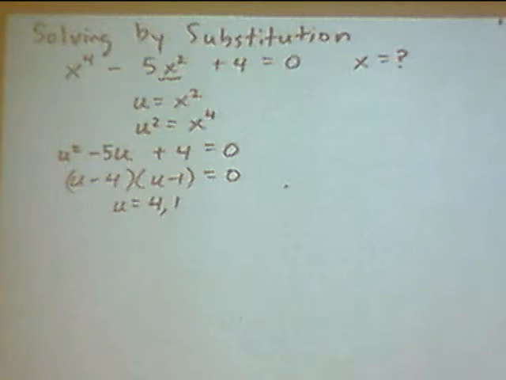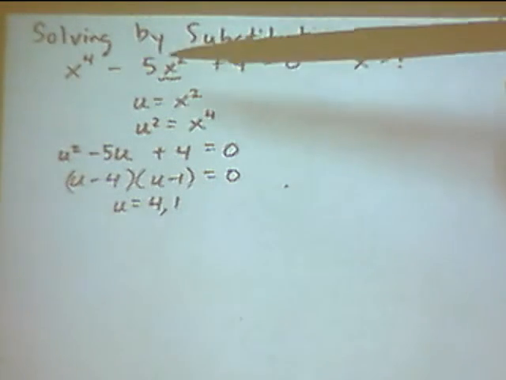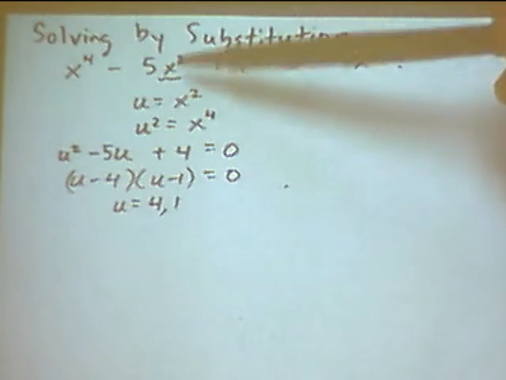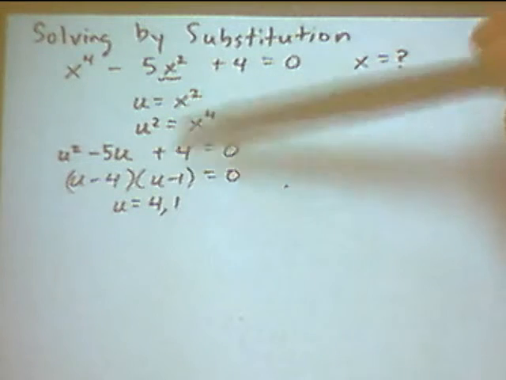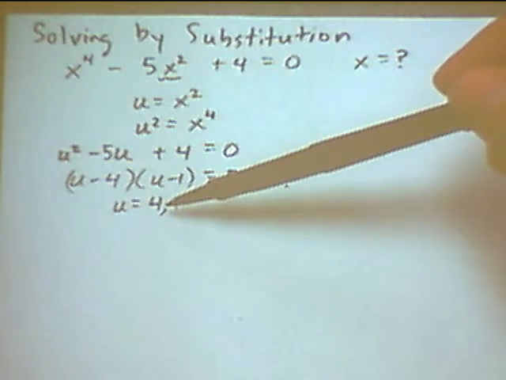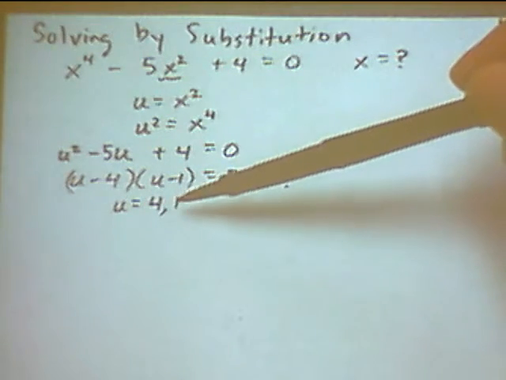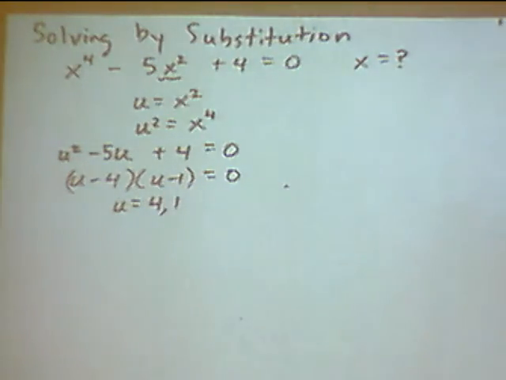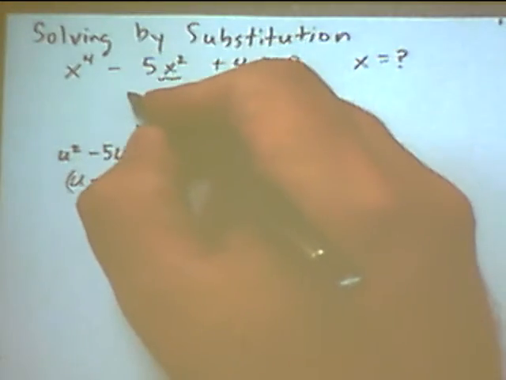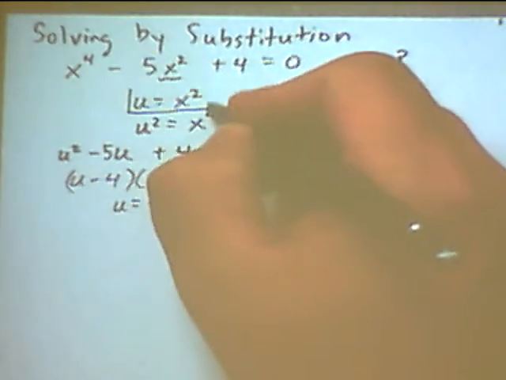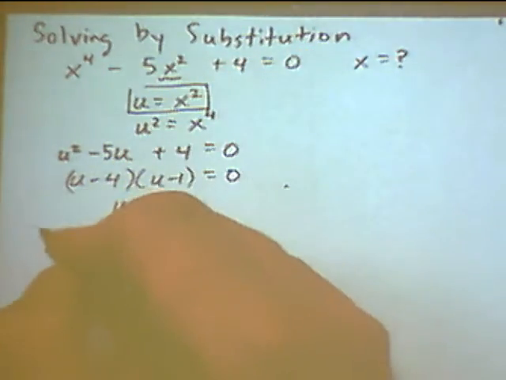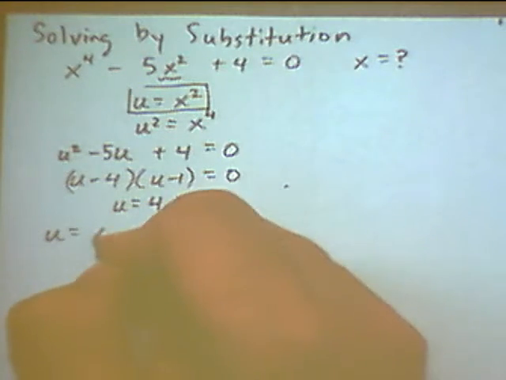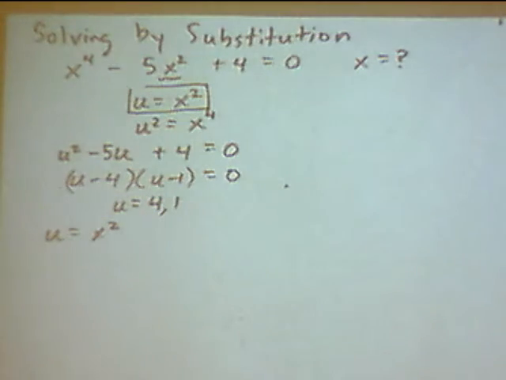So now what we have to do is switch from u back to x. It's almost like the problem begins with x's, we do the substitution and solve it, and we get u's, and now we have to convert from u's back to x's. Then we are in fact done. And the way we convert back is we go back to where we originally defined what u is going to be. We said u equals x squared.